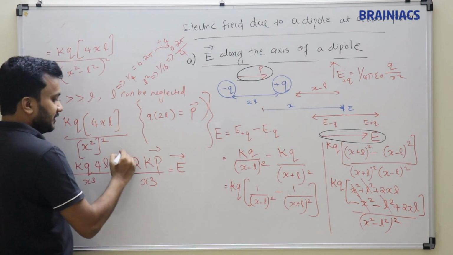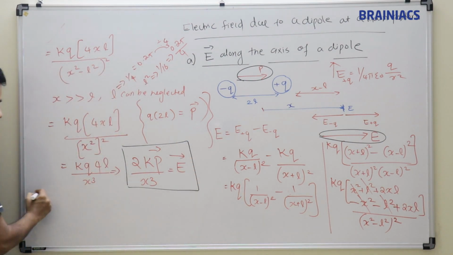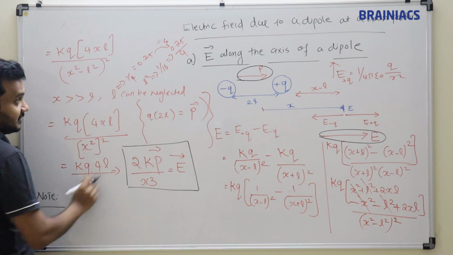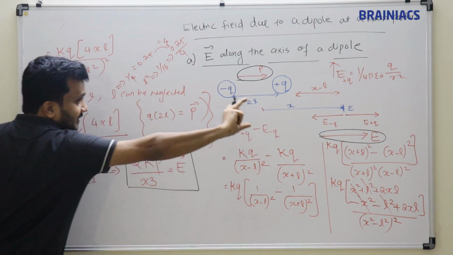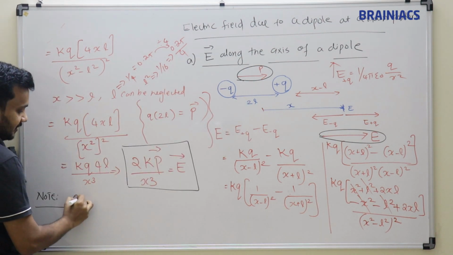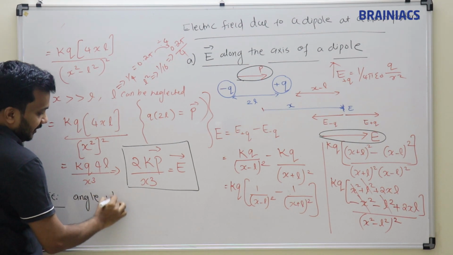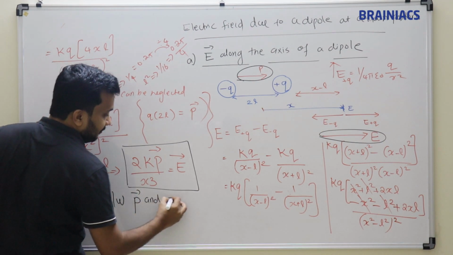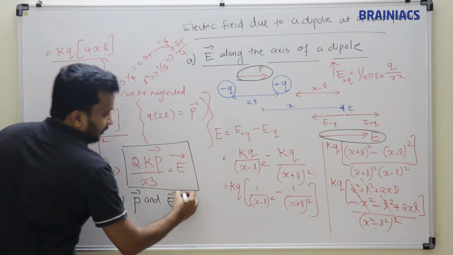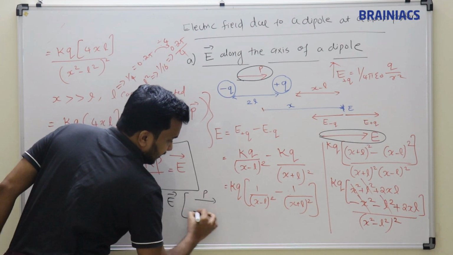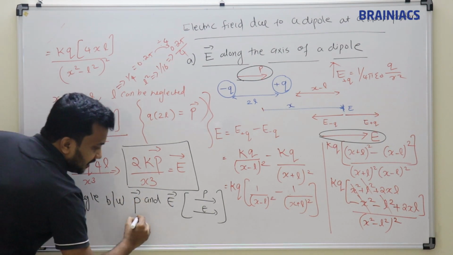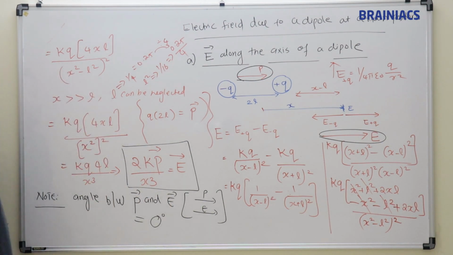So this is a magnitude value, and we can write a note in your notebook. A note means an additional point. In this special case, the electric field is along the axis of a dipole. In this case, what is the value of the angle between the electric dipole moment P and the electric field? This is the direction of P and this is the direction of the electric field. Both are parallel. Parallel means the angle between them is 0 degrees. Important.